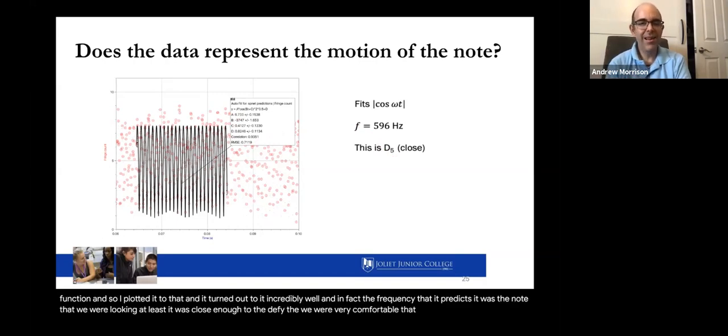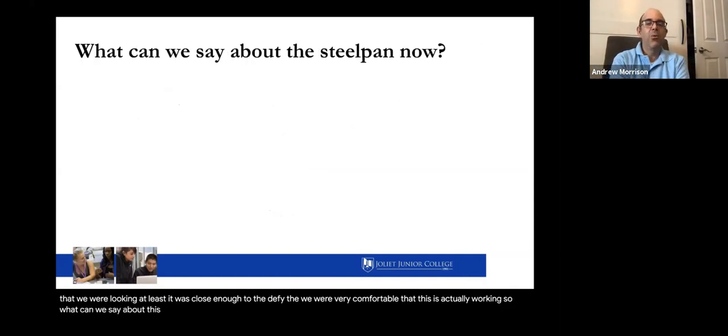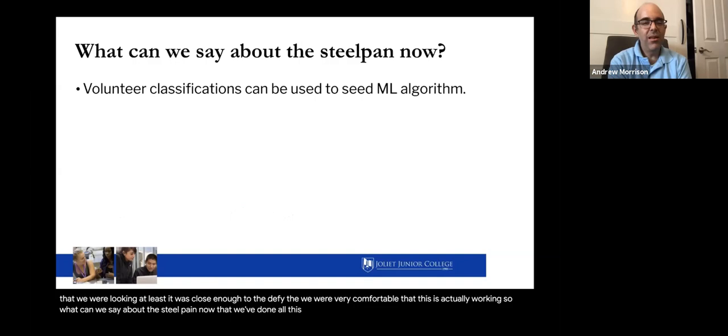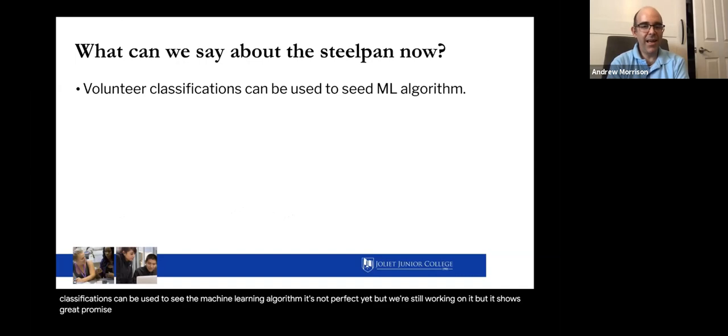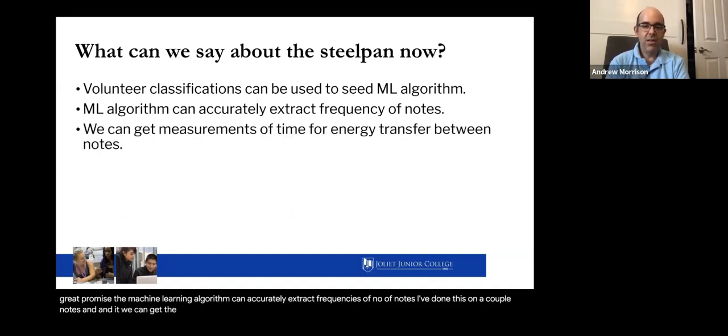So what can we say about the Steelpan now that we've done all these things? Well, I think we've learned that the volunteer classifications can be used to train the machine learning algorithm. It's not perfect yet, but we're still working on it, but it shows great promise. The machine learning algorithm can accurately extract frequencies of notes. I've done this on a couple notes, and it seems to work. We can get that measurement of the time for the energy transfer between notes.